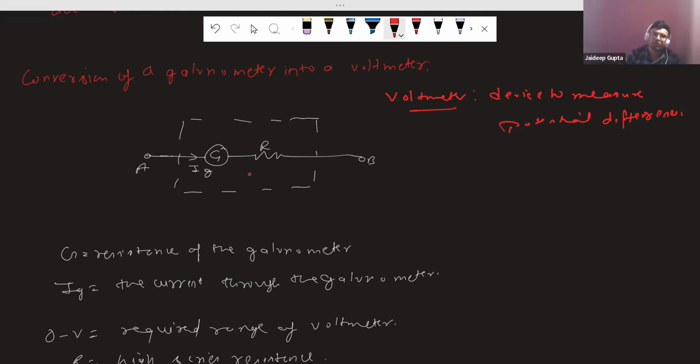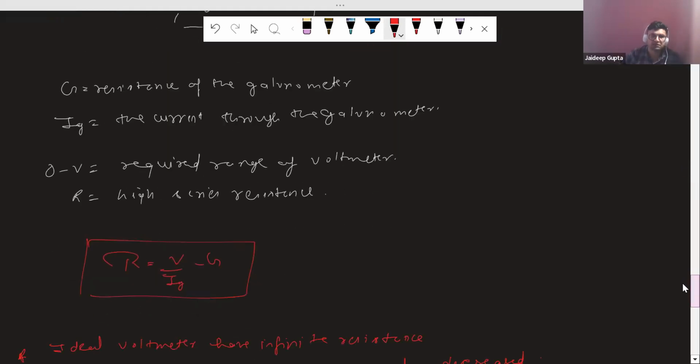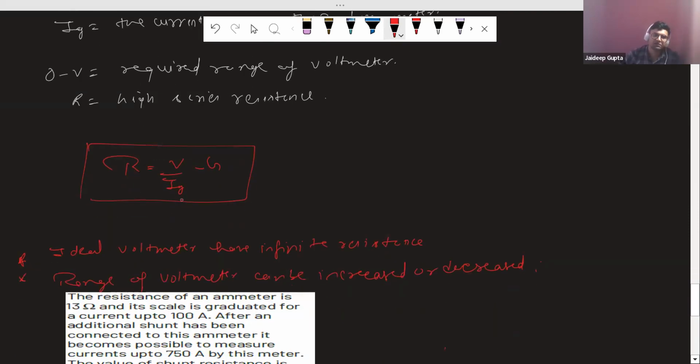So the minimum amount of current passes through the galvanometer, and so we will get almost the exact value of potential difference. Ig is the current passing through the galvanometer, G is the resistance, Ig is the current. 0 to V is the required range. R is the high series resistance. This is the formula. Fine.